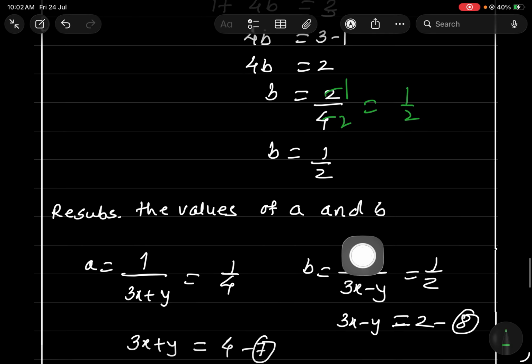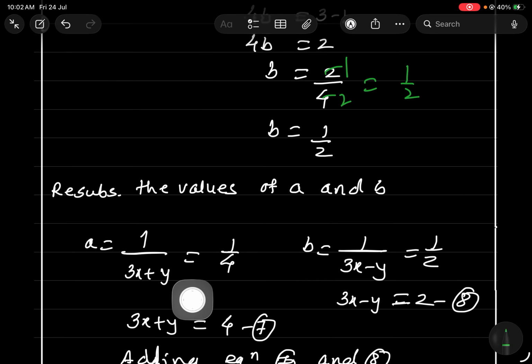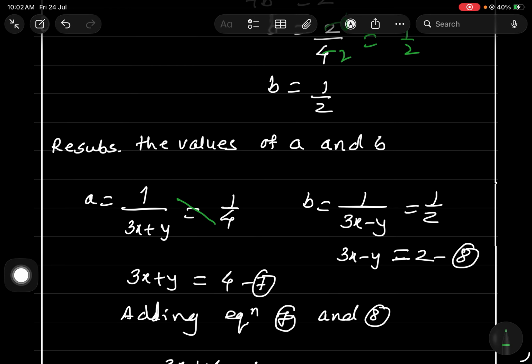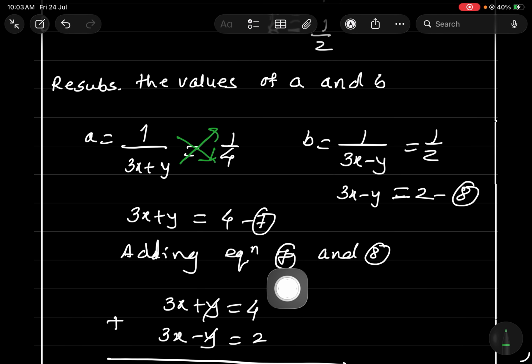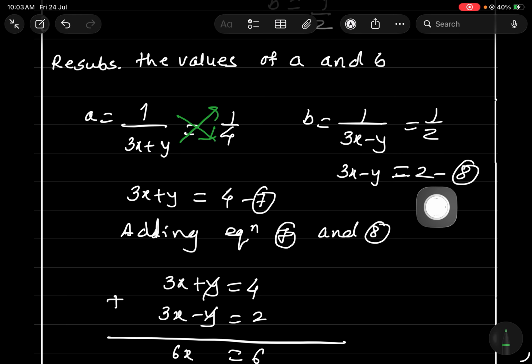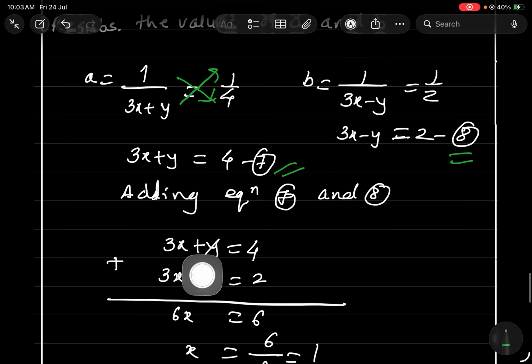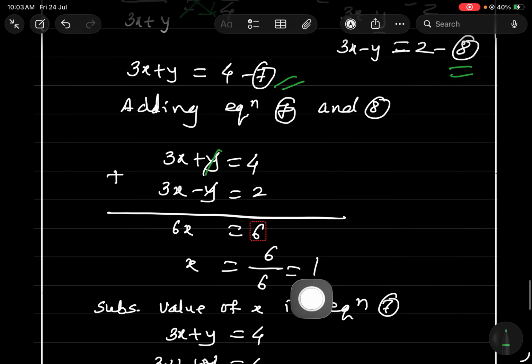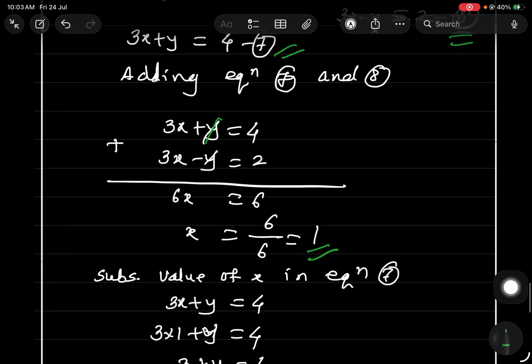Now resubstitute the values of a and b. a equal to 1 upon 3x plus y, so equal to 1 upon 4. So take the cross multiplication: 3x plus y equal to 4. This is the 7th equation. And here, 3x minus y equal to 2. This is the 8th equation. So again 2 equations. Now adding equations 7 and 8, plus y and minus y will get eliminated. So you will get 6x equal to 6, x equal to 6 upon 6 equal to 1. Okay, so x equal to 1.